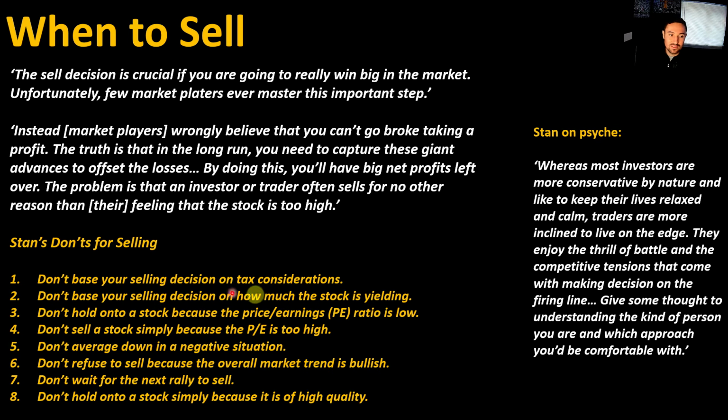Don't base your selling decision on tax considerations. Don't base your selling decision on how much the stock is yielding. Don't hold on to a stock because the price earnings, the PE ratio, is low. Don't sell a stock simply because the PE ratio is too high. Don't average down in a negative situation. Losers average losers, as Jesse Livermore said.